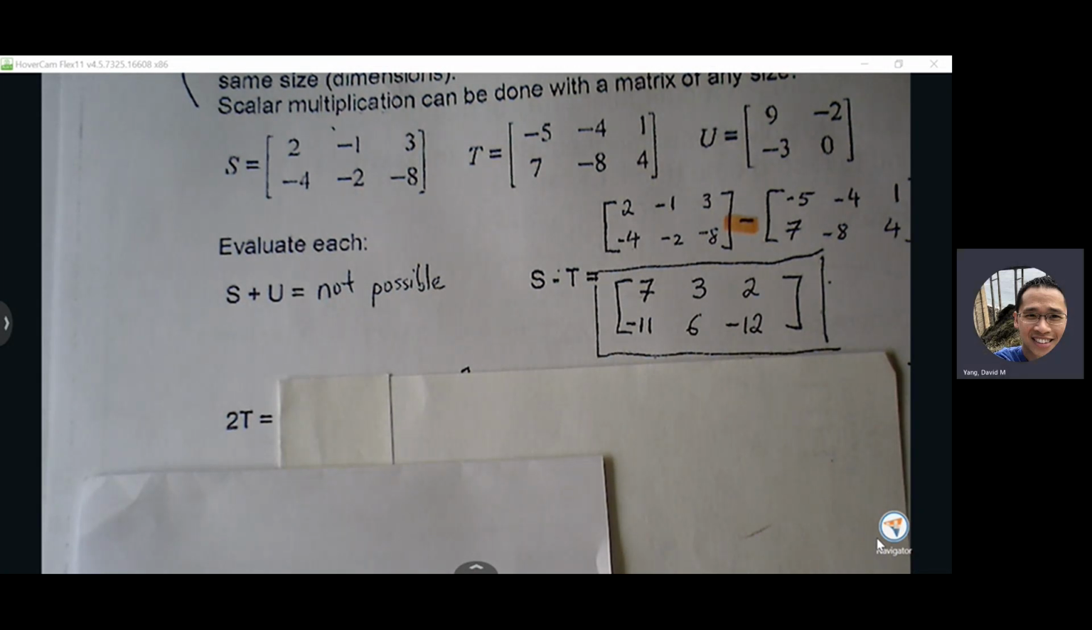Okay, what do you think we will do here if we do 2 times T? Multiply by 2. Yeah, multiply every element by 2, right? Every value by 2. So, yep, try that. T is a 2 by 3 matrix. You're going to still end up with a 2 by 3 matrix. You're just going to end up distributing that 2 to every value or every element inside matrix T.